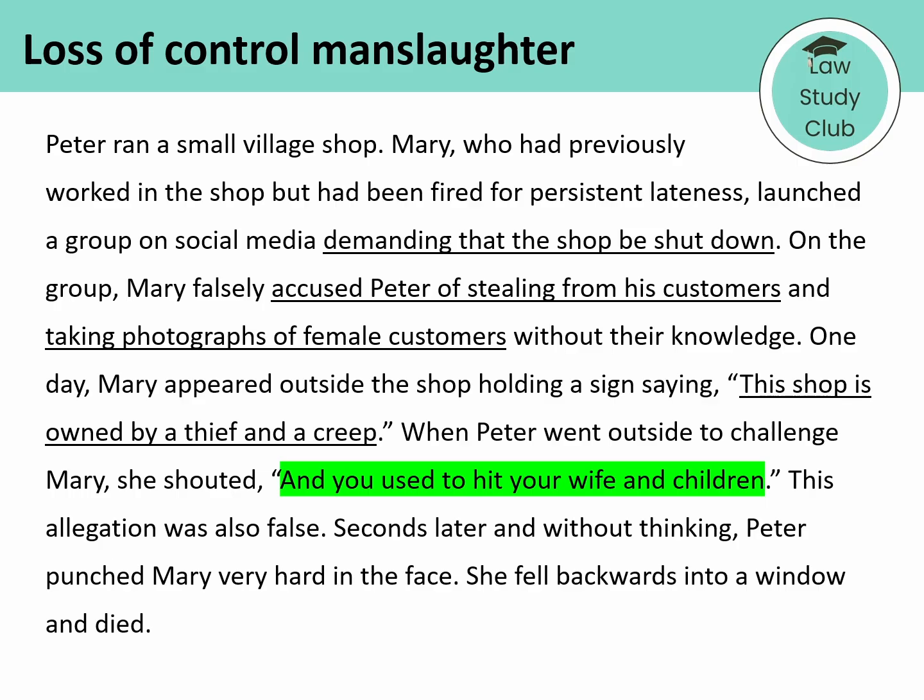But the comment in green probably does meet that requirement: "You used to hit your wife and children." It's an extremely grave accusation of domestic violence, and because it's false, it gives Peter that justifiable sense of being seriously wronged. So certainly when we take that comment in the context of all the other things that Mary has said and done, we have a qualifying trigger.